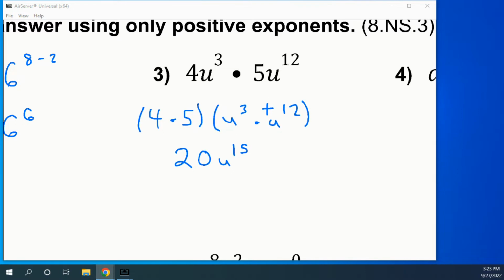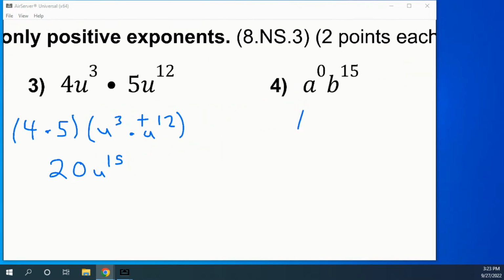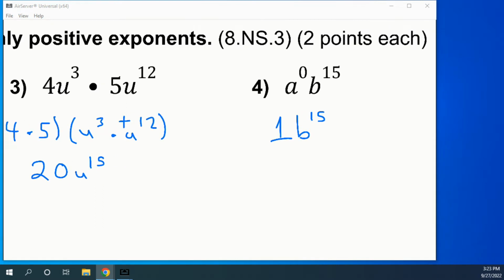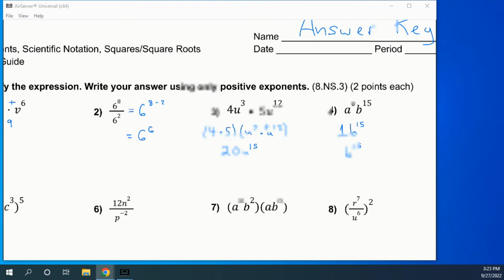Okay. For number 4, any number to the 0 power is 1. So this is either 1, b to the 15th, or just b to the 15th. Either of those are correct. That knocks out 1 through 4.